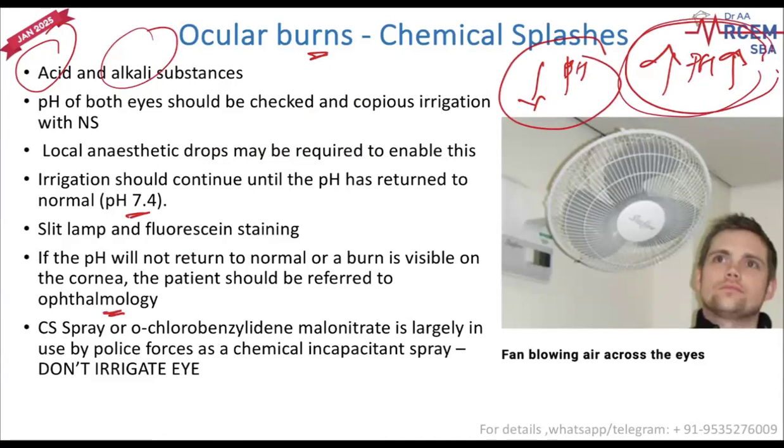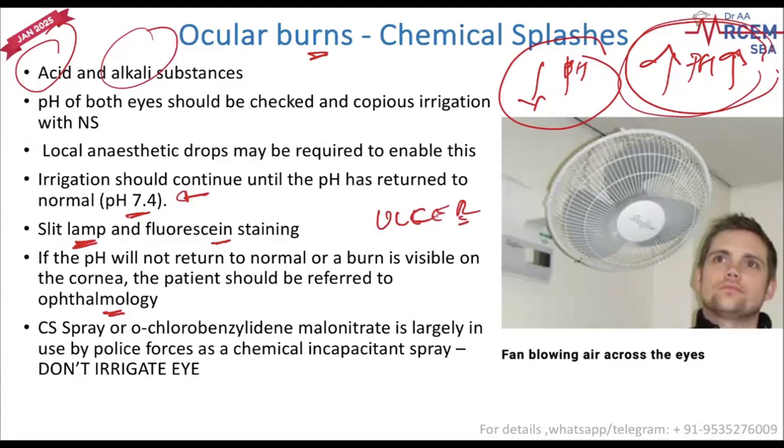Once you have done this, you need to do a slit lamp examination. Once the pH comes back to the normal range, do a slit lamp examination using a fluorescent stain, looking for any corneal damage, especially any corneal ulcers in this individual. You need to have a closer look.